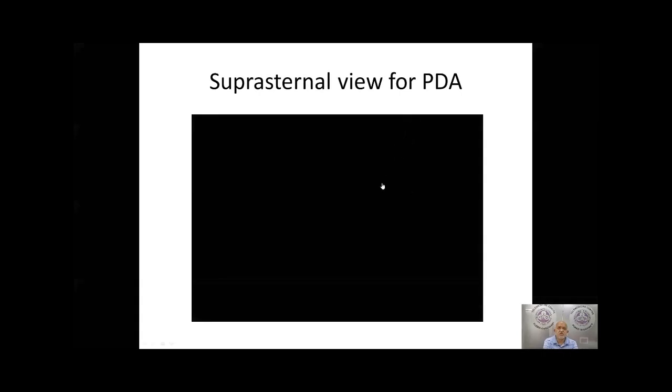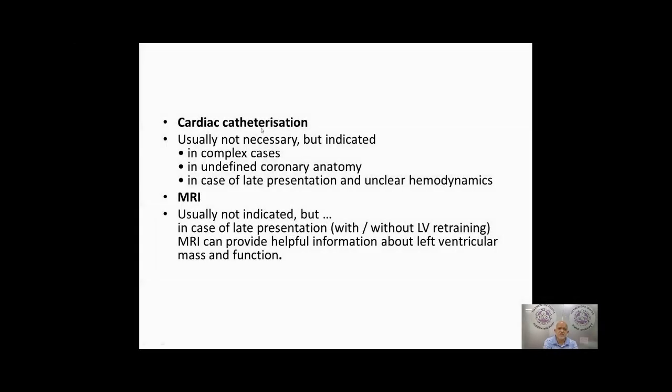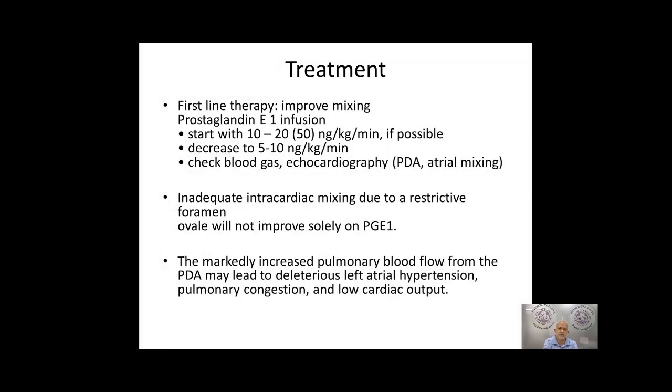We normally don't use cardiac catheterization in TGA patients, however, it may be necessary in complex cases, such as undefined coronary anatomy or very late presentation, which is not uncommon in our children. MRI usually is not indicated. In case of late presentation, MRI can provide useful information about left ventricle mass and function.